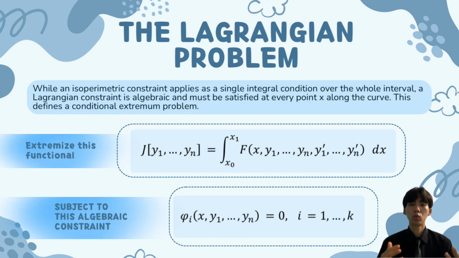Formally, the goal is to extremize a functional that depends on several unknown functions, y1 up to yn, together with their derivatives, which is J of y1 to yn equal to the integral from x0 to x1 of f of x, y1 to yn, y1 prime to yn prime dx, subject to one or more algebraic constraints of the form phi i of x, y1 to yn equal to 0 for i equal to 1 to k. Because these constraints tie the functions together at every value of x, the ordinary Euler-Lagrange equation cannot be applied to f directly. Therefore, a modified approach is needed, and that is what the next slide will introduce.